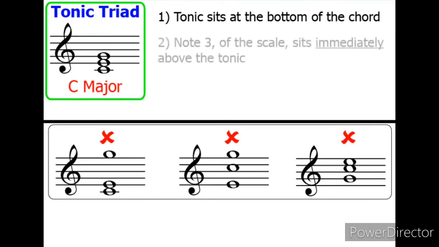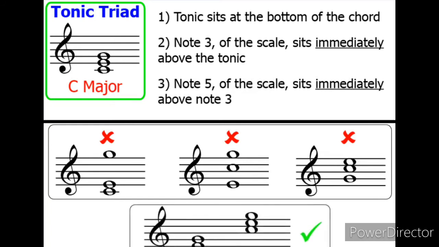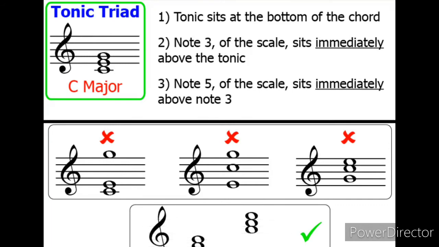Note number 3 of the scale, the note E in C major, sits immediately above the tonic. And note number 5 of the scale, the note G in C major, sits immediately above note number 3. If it helps to visualize how the notes should sit on top of each other, let's just remove the stave from the correct answers. The remaining notes look like 3 balls balanced very carefully on top of each other. They must always be stacked on top of each other like this.